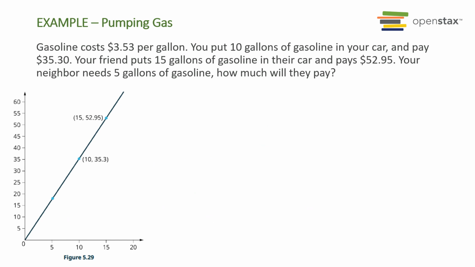So this is an example of a linear expression because the gallons of gas are going to cost the same as they go up. Let's say it's $3.53 per gallon. So your friend, even though they're buying 15 gallons of gasoline, is still paying at the same rate, the same constant that you are. You just had to get less gas. So if we need to figure out for your neighbor, we can multiply our 5 gallons times that 3.53.